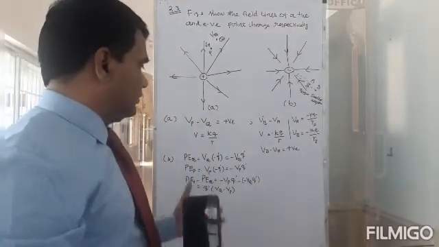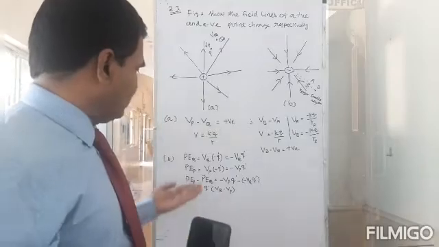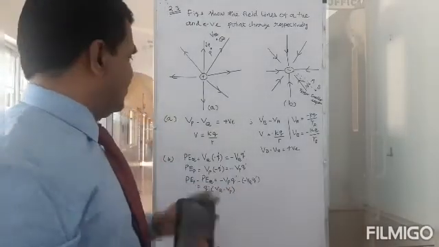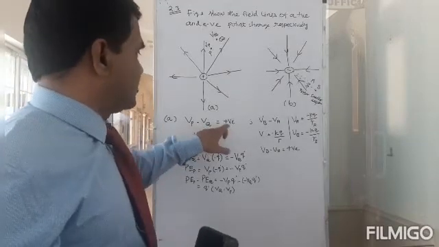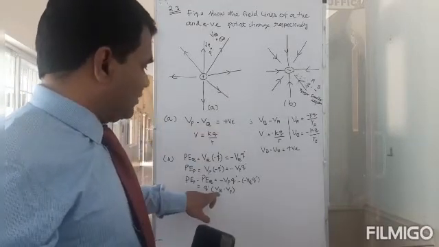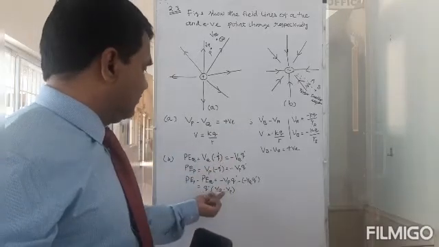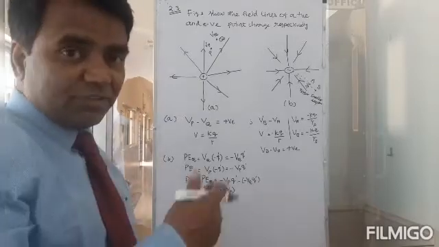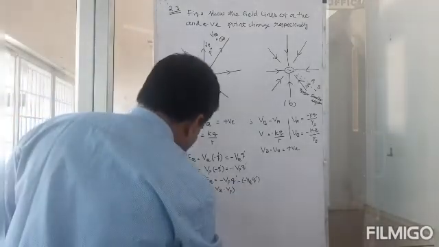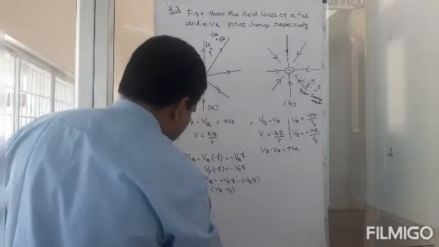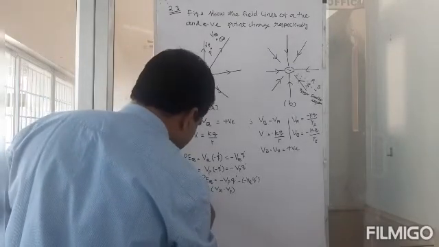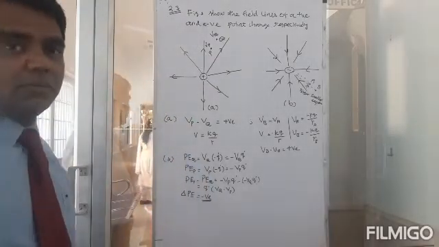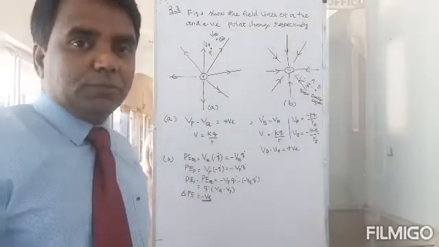Okay, so this is what you are going to get. But what is VQ minus VP? See, VP minus VQ is positive. Here, VQ minus VP, so this must be negative. Negative into this Q dash, I'll give you a negative number. So the change in potential energy is going to be negative. Okay, hope this is clear to you.